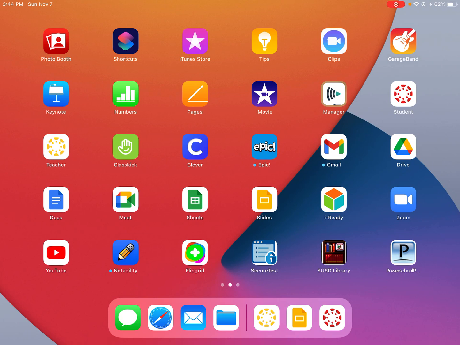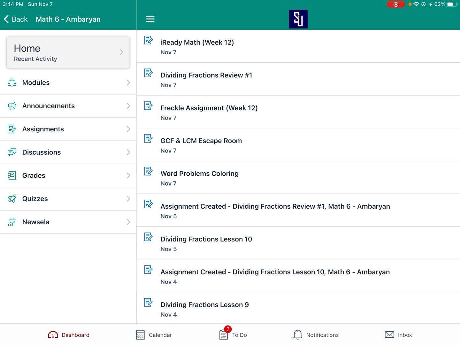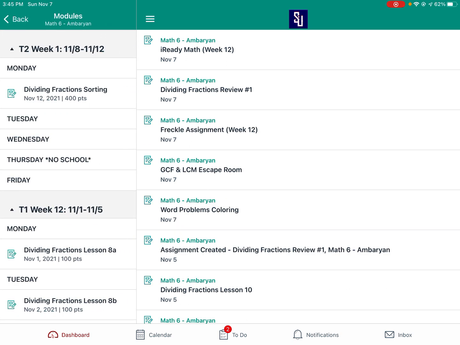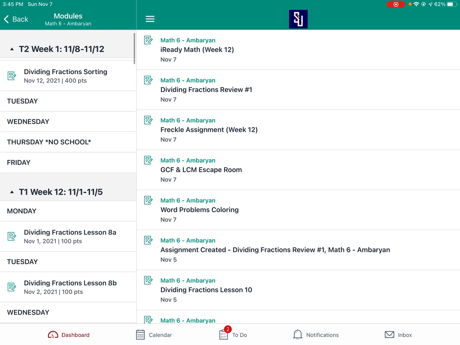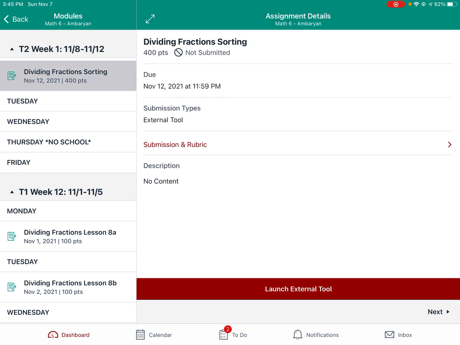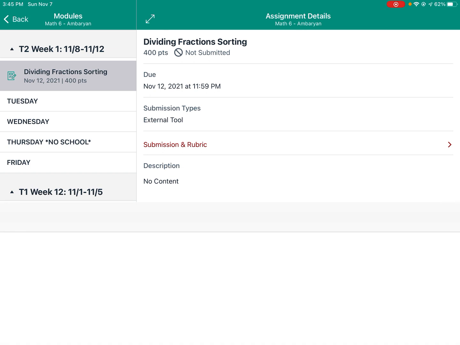These are the directions on how to do the dividing fractions sorting center. So I'm going to go ahead and click on Canvas, Math, Modules, and I'm going to click on the assignment that's called Dividing Fraction Sorting there at the top. I'm going to click the red bar that says Launch External Tool.